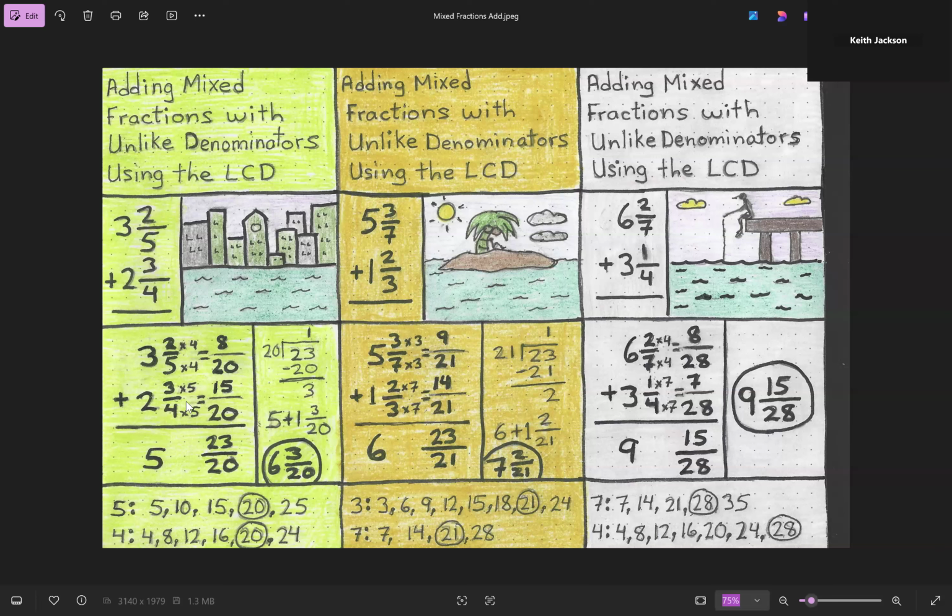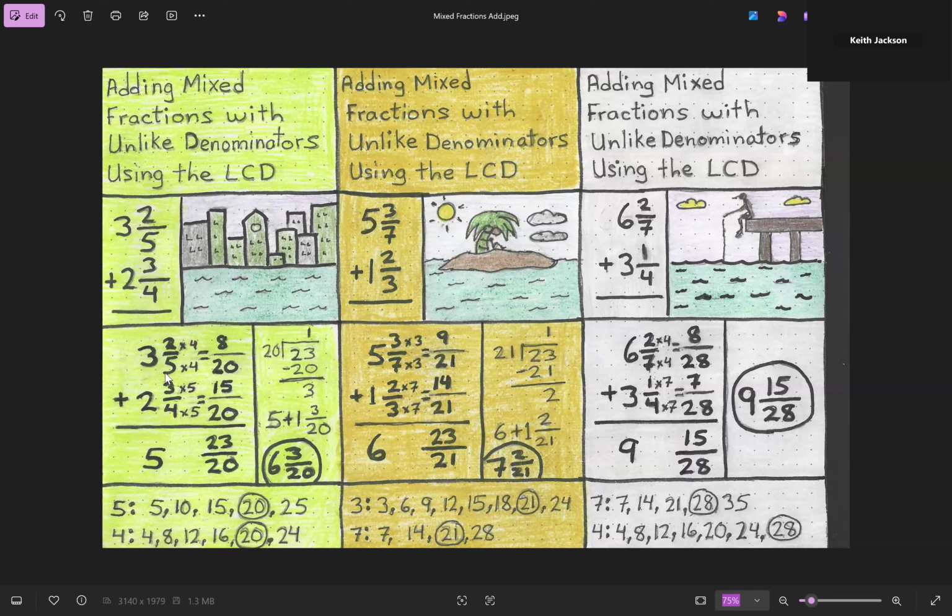And so all we're going to do is this. We're going to park this 20 right here in these two denominator slots. And then we're going to look at this 4 and ask ourselves, what number times 4 will give me 20? And that answer is 5. And whatever we do to the denominator, we do to the numerator. And so 3 times 5 would give us 15, letting us know that 3/4 is the same as 15/20.